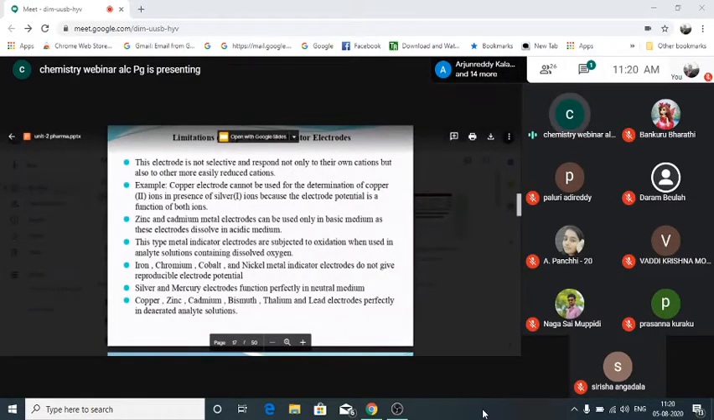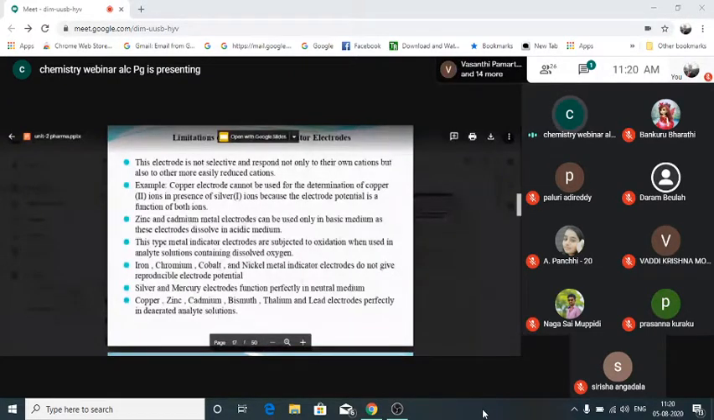Okay. So the next point you see, silver and mercury electrodes function perfectly in neutral medium. Already I told you this point. Is it clear? Some indicator electrodes are going to function excellently well, giving very reliable, very perfect and accurate electrode potential in acidic medium. Some are going to give perfect accurate potentials in a basic medium, and we observe some indicator electrodes, like the silver electrode and the mercury electrode, which give perfect accurate electrode potentials only in what medium? In a neutral medium.